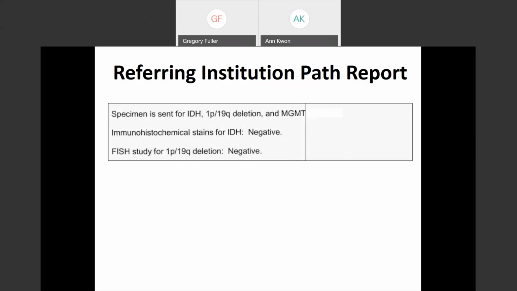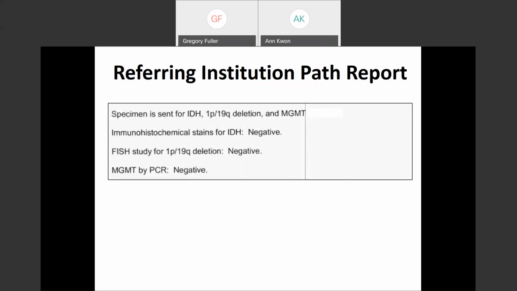There we go, IDH. FISH for 1p19q deletion is negative. I would prefer negative for co-deletion, but that's okay. We'll let it slide. MGMT by PCR negative. Negative for what? Negative for MGMT? I don't think so. Again, every cell in your body, except for the red blood cells that don't have a nucleus, don't have DNA, has mechanisms to maintain the DNA. O6-methylguanine methyltransferase, a repair enzyme. So I think what they really mean is negative for MGMT promoter methylation. That's what it means.